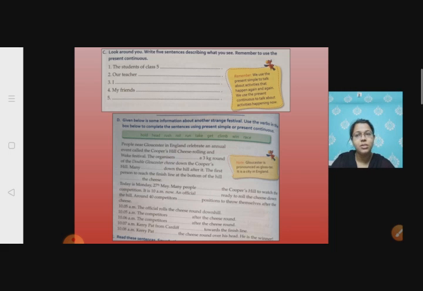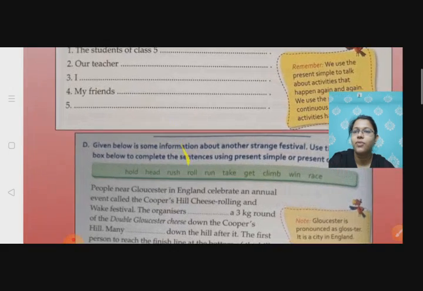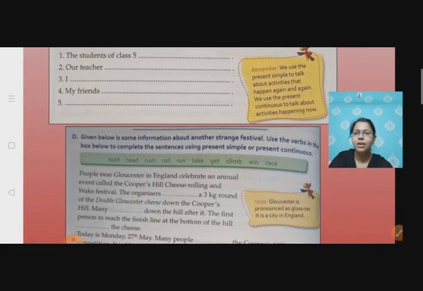It's a sample answer. You can write your own answers too. The students of class 5. You can write the students of class 5 are studying English. That activity is going on right now. Our teacher is teaching grammar. Here you can write our teacher is teaching grammar. You can write answers by yourself.